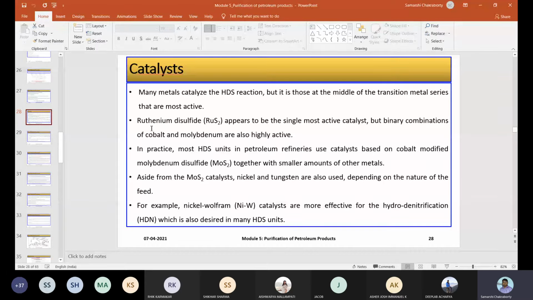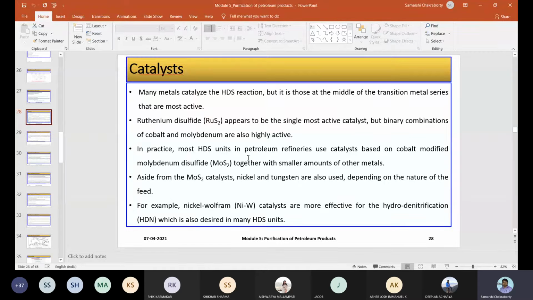So ruthenium disulfide appears to be the single most active catalyst, but binary combinations of cobalt and molybdenum are also highly effective. Whenever I was talking about the hydrotreating process, we talked about this cobalt molybdenum combination also.